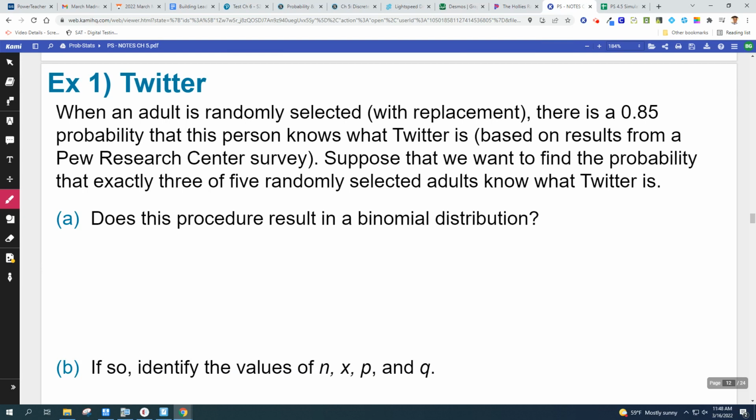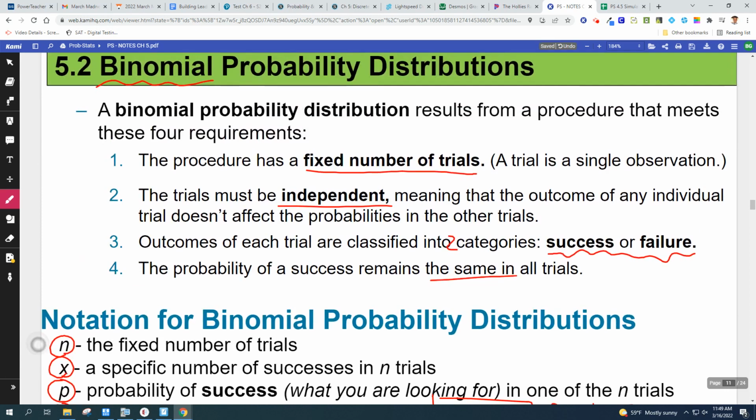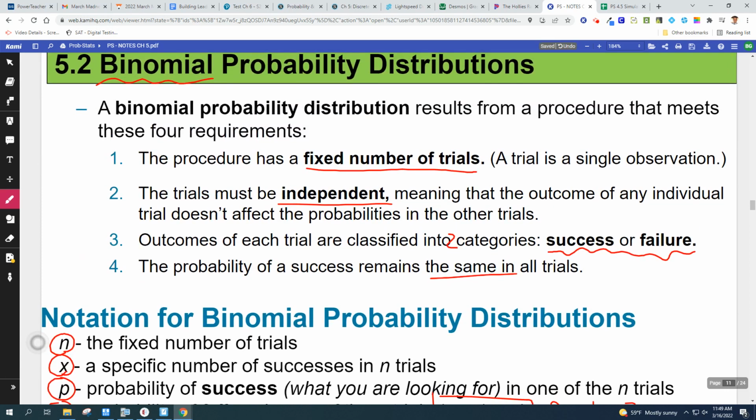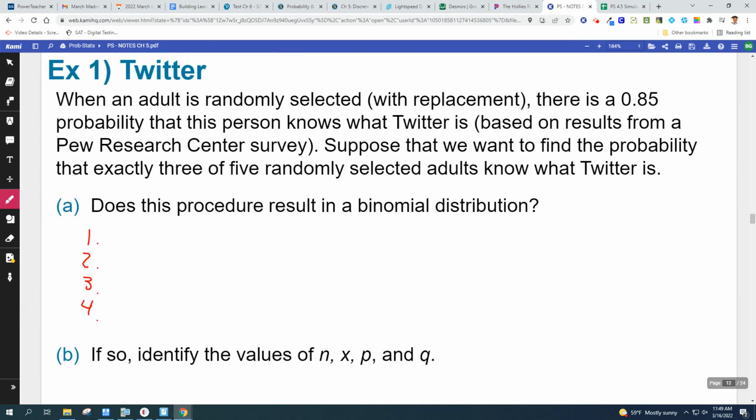Number 1, Twitter. When an adult is randomly selected with replacement, there's a 0.85 probability that this person knows what Twitter is. Suppose that we want to find the probability that exactly 3 of 5 randomly selected adults know what Twitter is. Does this procedure result in a binomial distribution? Okay, so remember from above, a binomial distribution had 4 things to look for. A binomial probability has these 4 things. So that's kind of what this question is asking. Does this situation have those 4 things?